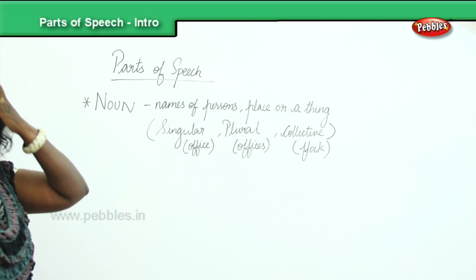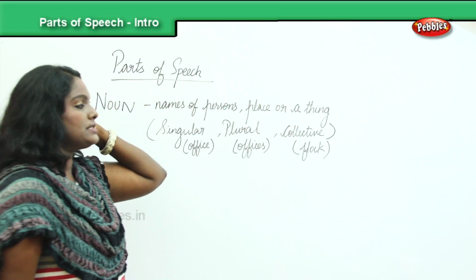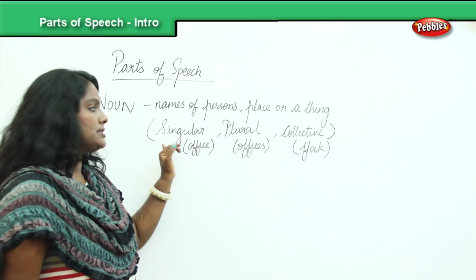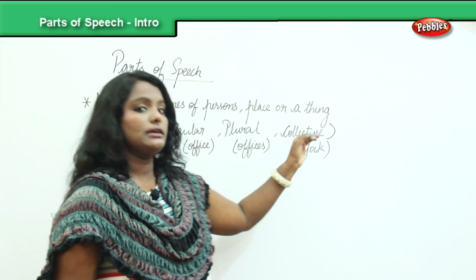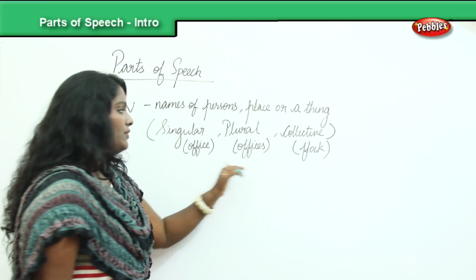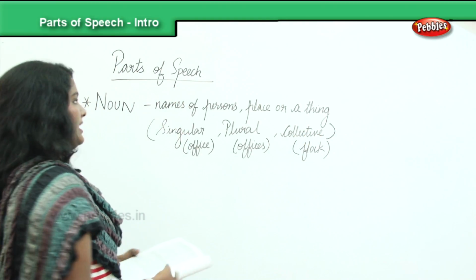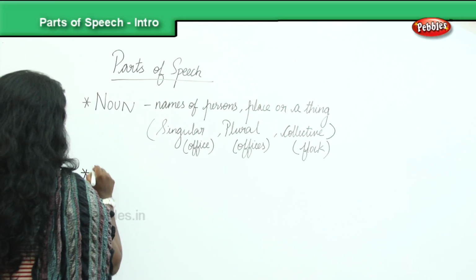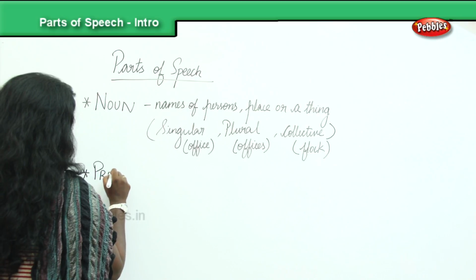So a noun is nothing but name of persons, place, or a thing. It can be a singular noun, plural noun, or a collective noun. And I have given you the examples of the words. Let's move on to the next part of speech. Pronoun.